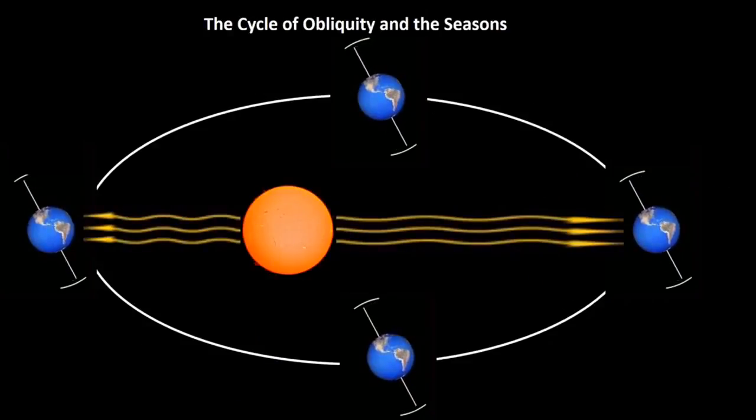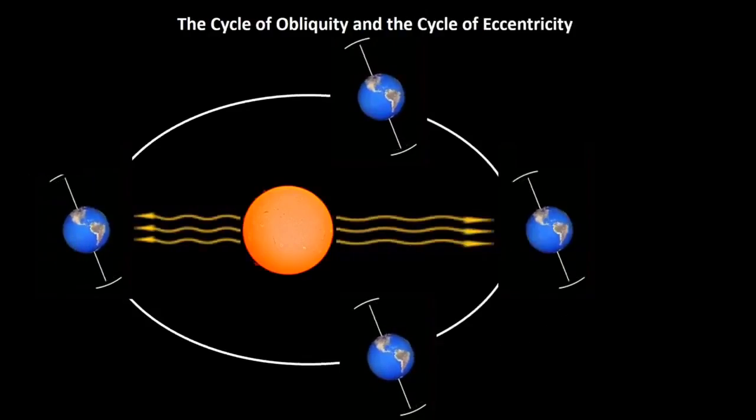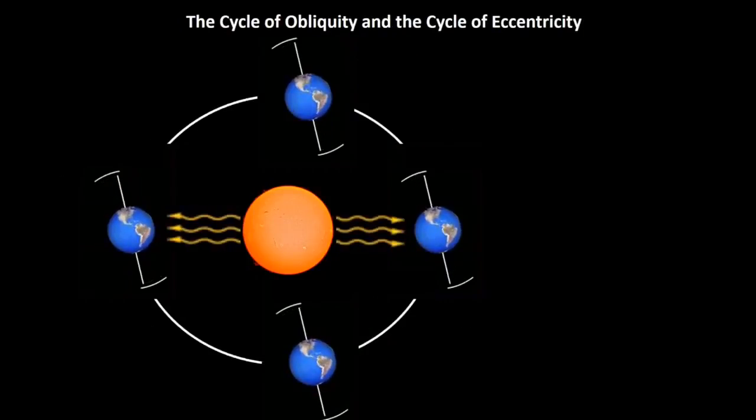There are further variances to the seasons and climate. Not only does the angle of obliquity change over the cycle of 41,000 years, but the Earth's orbit is also going through its cycle of change. This means that the average temperature difference between summer and winter in any particular location will also change over time. There will be two extreme periods.